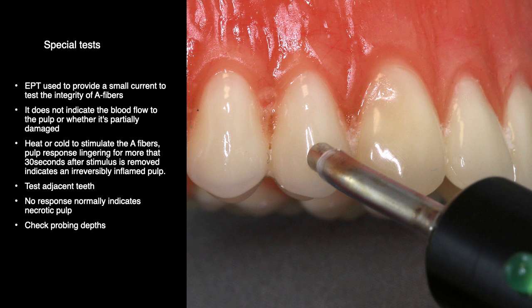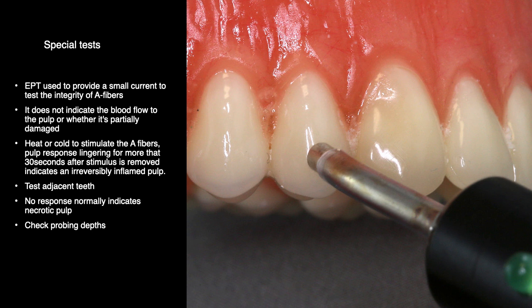So the electric pulp tester is used to provide a small current to test the integrity of the A fibers. It doesn't, however, give us any indication on the blood flow to the pulp or whether it's partially damaged. You can also use heat or cold stimulus to the A fibers, and the pulp response, lingering for more than about 30 seconds after the stimulus is removed, normally indicates that the pulp is likely to be irreversibly inflamed.